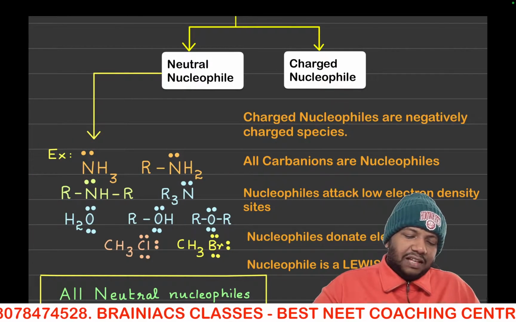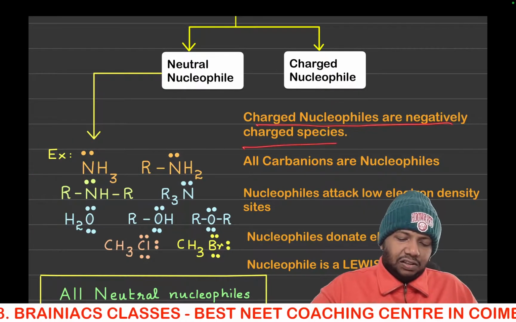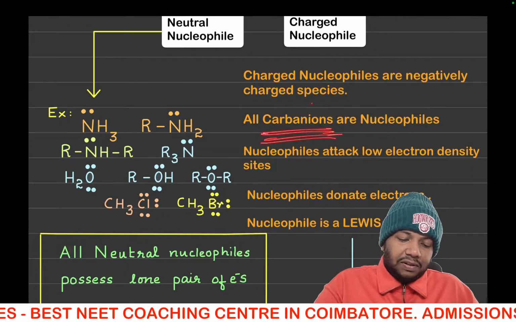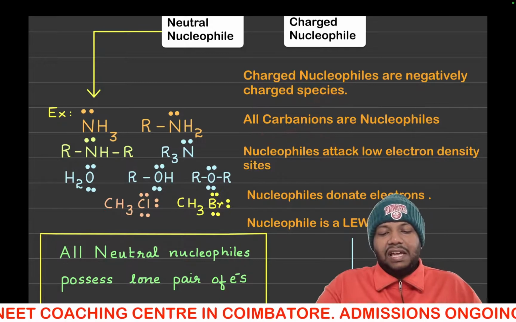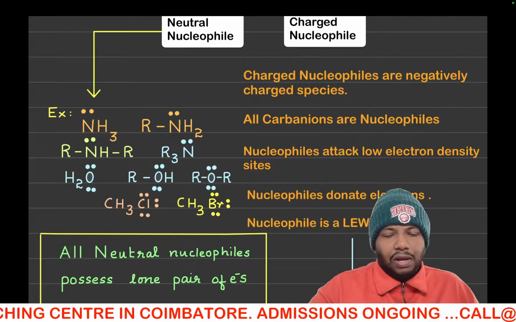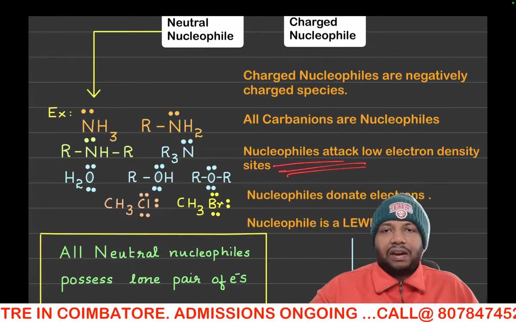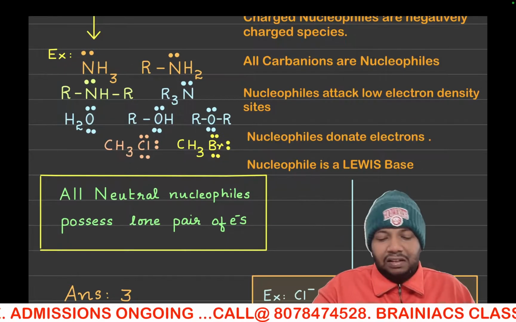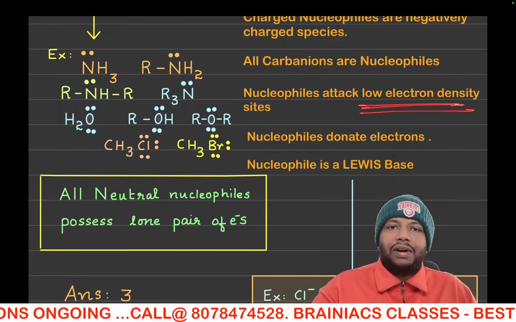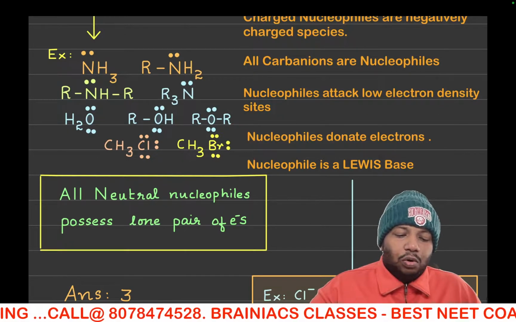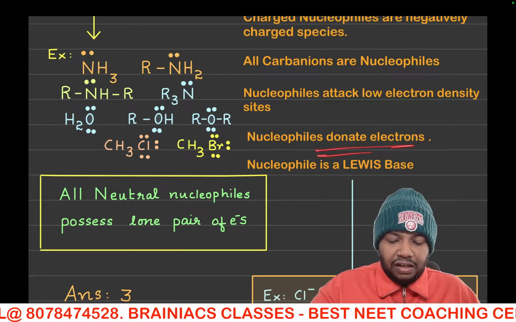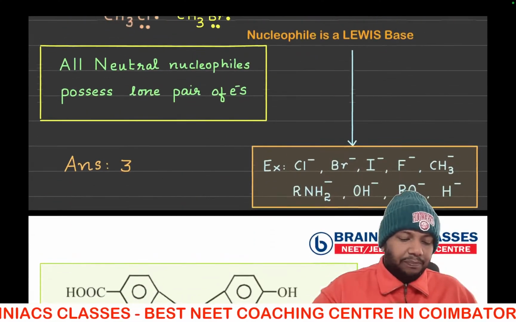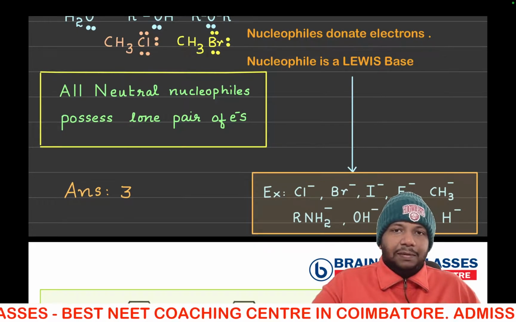Okay, so charged nucleophiles are negatively charged species, and all carbanions, meaning carbon carrying negative charge, are nucleophiles. Okay, and nucleophiles go to a place where electron density is low, or we can say low electron density sites. And what will a nucleophile do? It will donate electrons, and a nucleophile is a Lewis base. Clear?